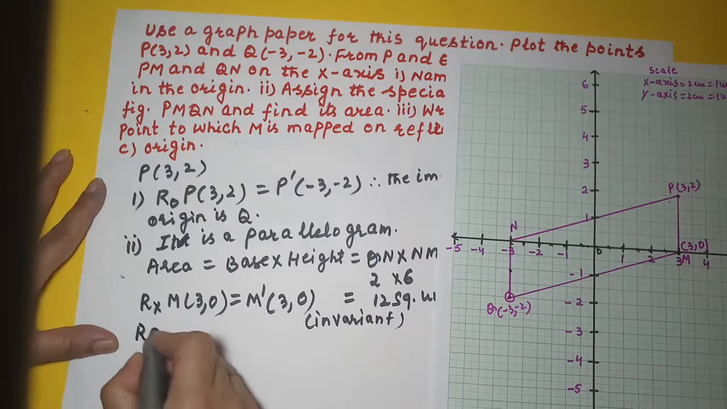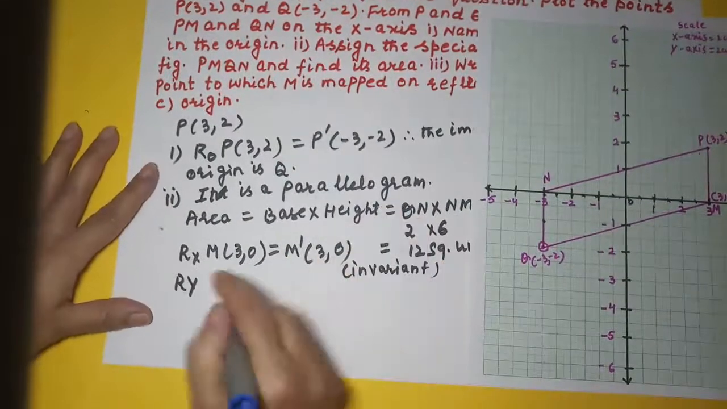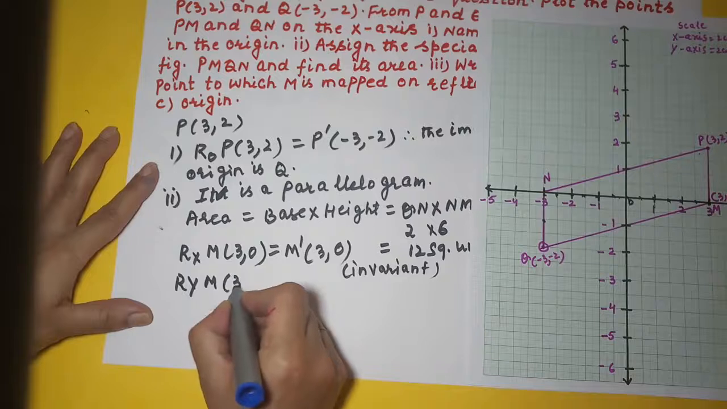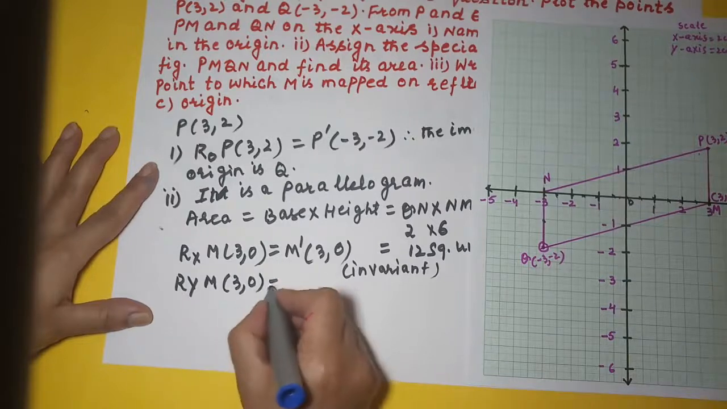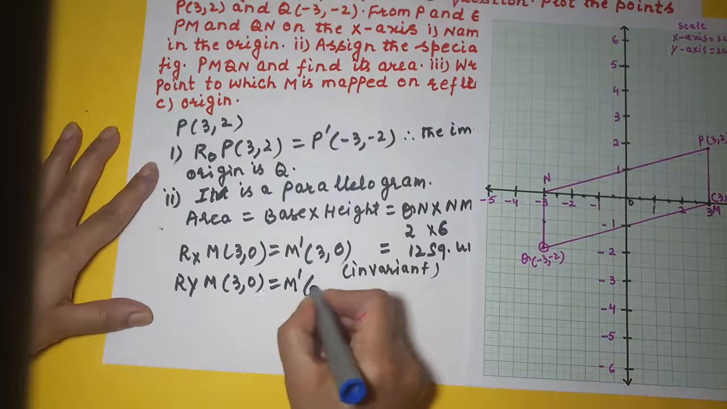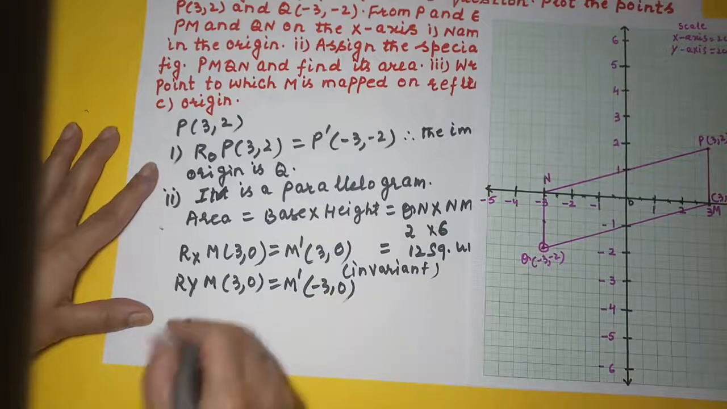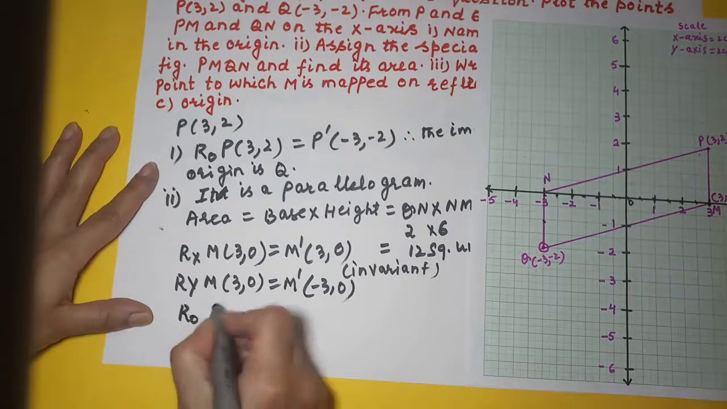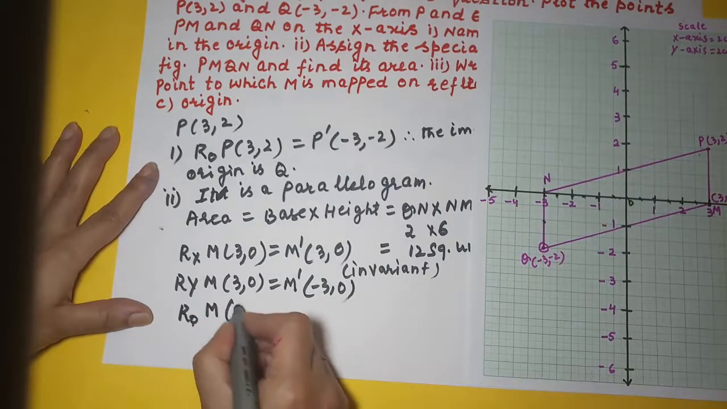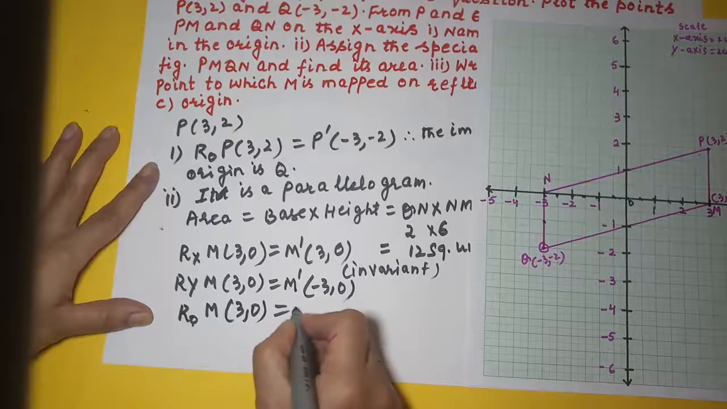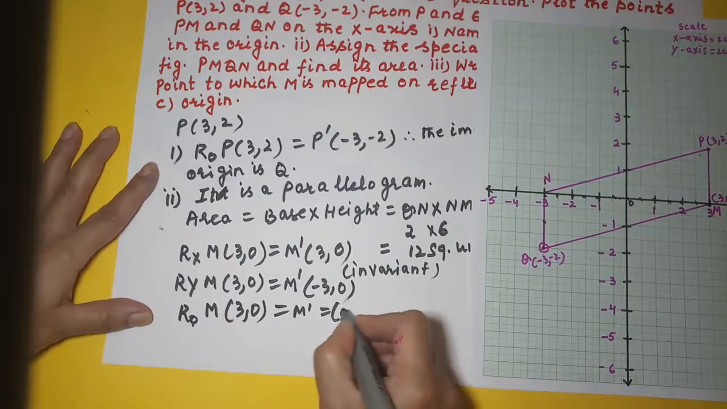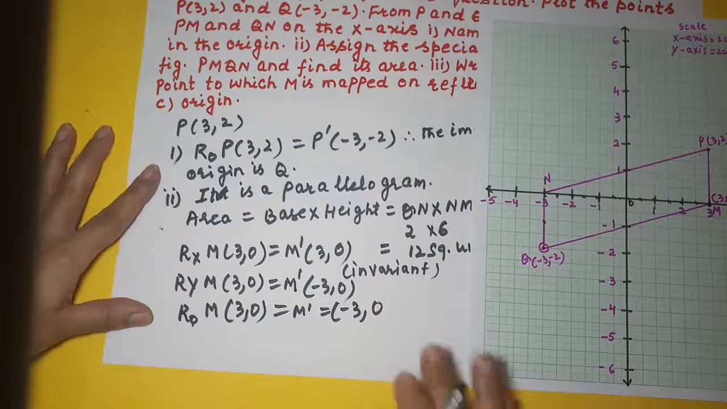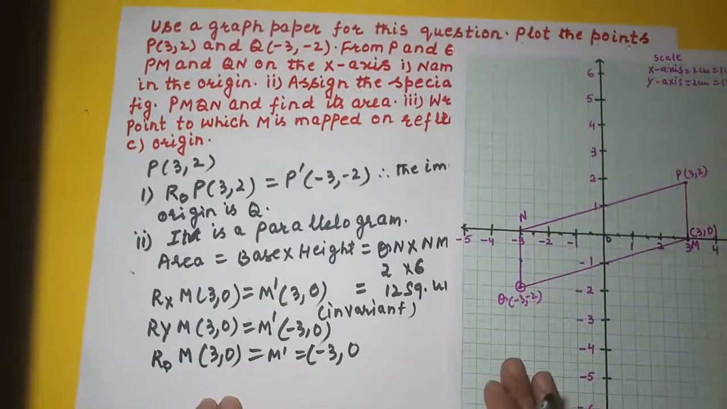So it is invariant when you are reflecting it along x-axis, right? Then when you are reflecting this along y-axis, the sign of x coordinate will change. You will get M dash as (-3, 0). And when you are reflecting M through the origin, (3, 0), your M dash will be again (-3, 0). Right? That's how you have to answer these questions.